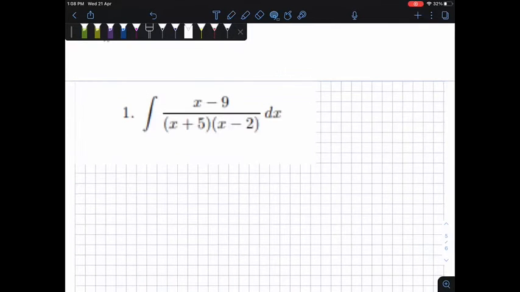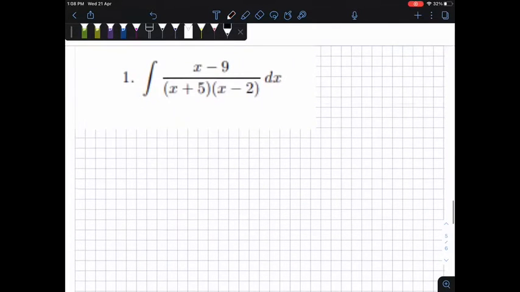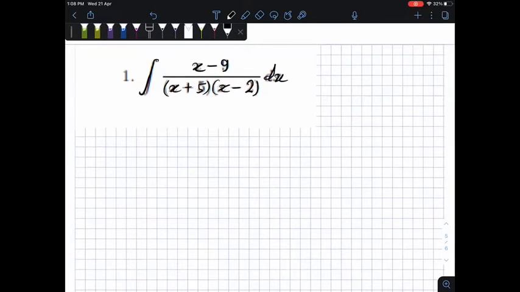Yes, ready. So how to know that we have to use a partial fraction decomposition here? Since my denominator consists of two factors, both of them linear. So let me take here x minus 9 over (x plus 5)(x minus 2).